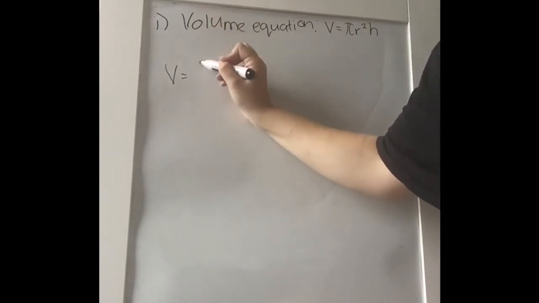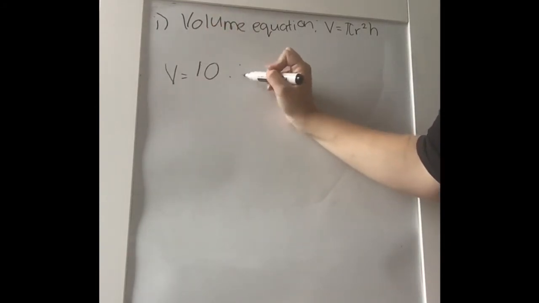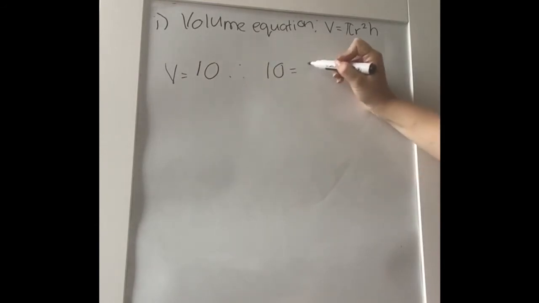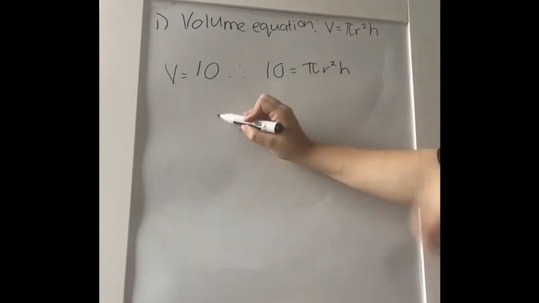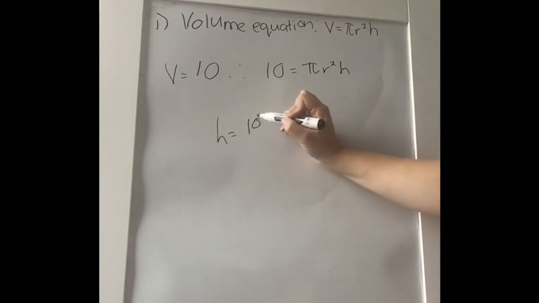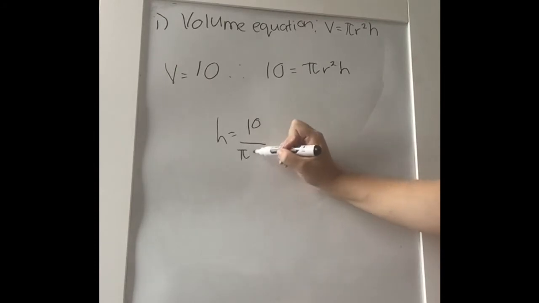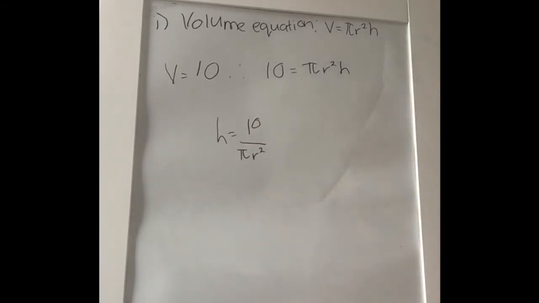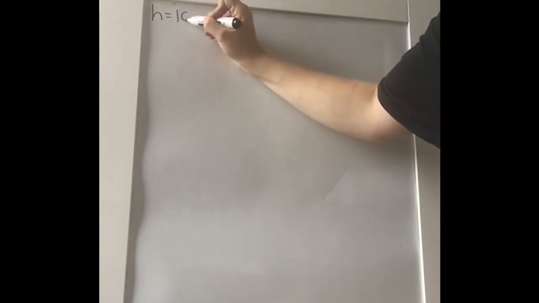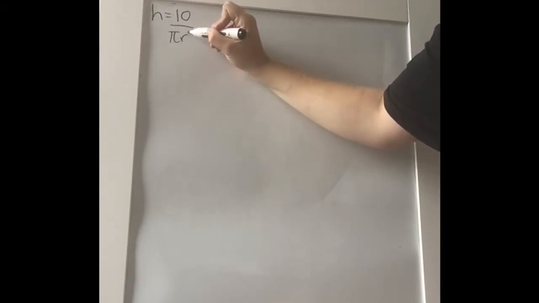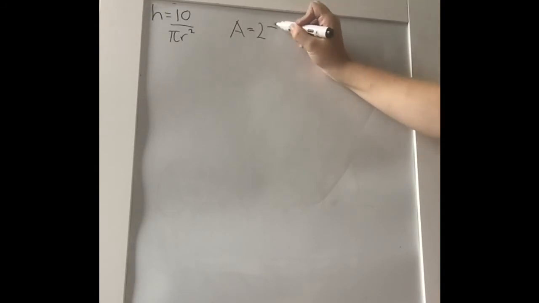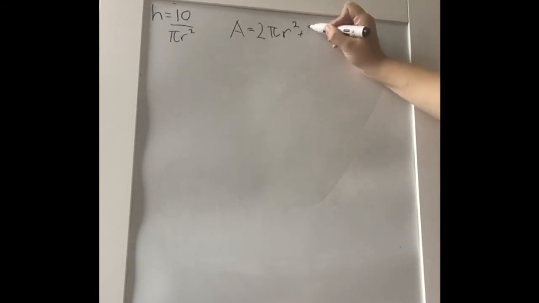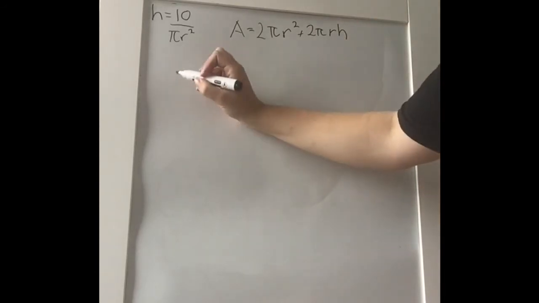So we know that the volume equation is volume equals pi r squared h, and we've been given that the volume is 10. So therefore 10 equals pi r squared h, and rearrange the equation for h as the subject. So now that we have a value for h, we can sub it into our initial equation for A, the area.